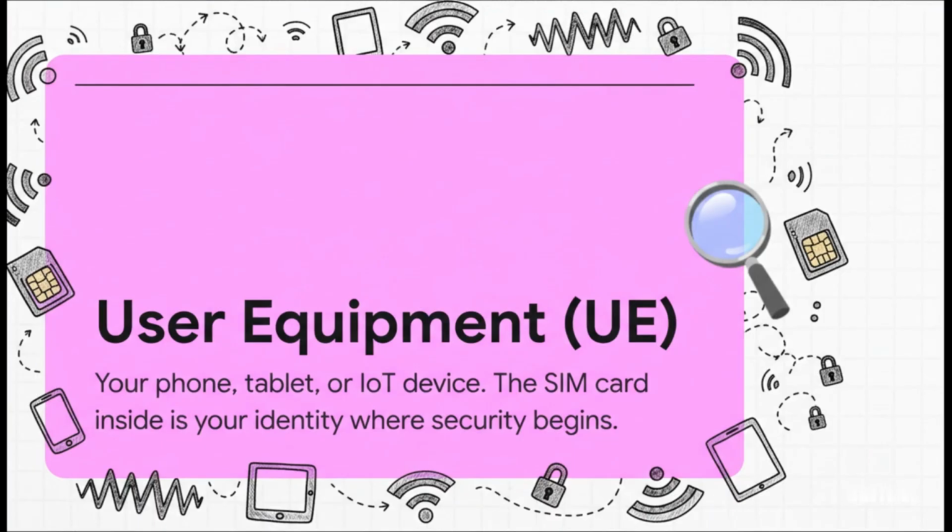All right, first up, we've got what the industry calls user equipment, or just UE for short. Now, this is just a fancy term for your phone, your tablet, maybe your smartwatch, basically anything with a SIM card. And that little SIM card is what gives your device its unique identity on the network, making it the very first link in the entire security chain.